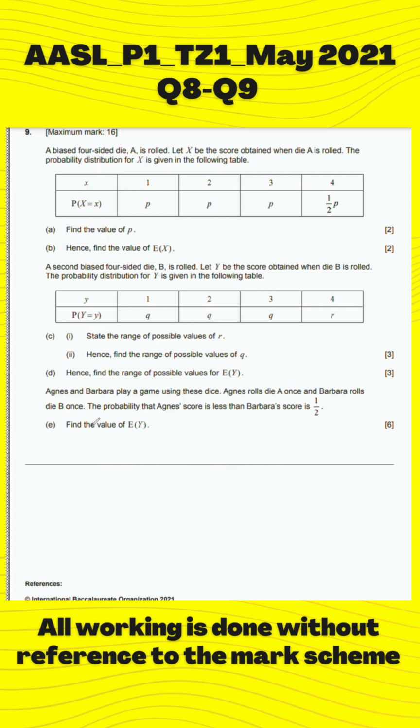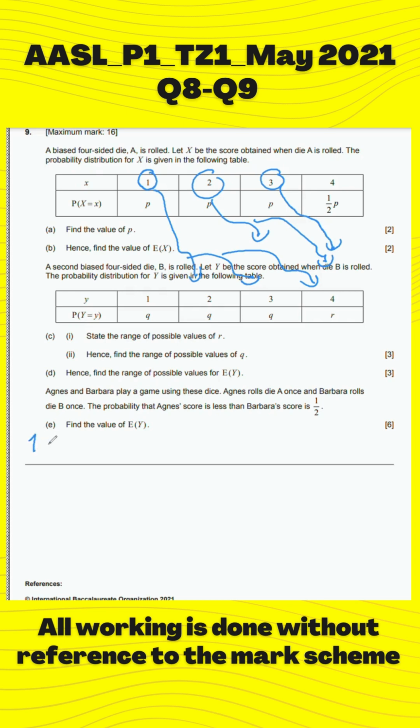Okay, E. The probability that A's score is less than B's. Now we need to list out all the ways that A is less than B. So 1 will go with 2, 3, and 4. 2 will go with 3 and 4. And last one, 3 only goes with 4. So let's list it out.